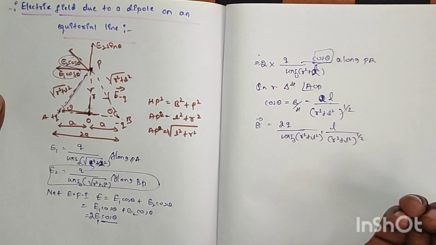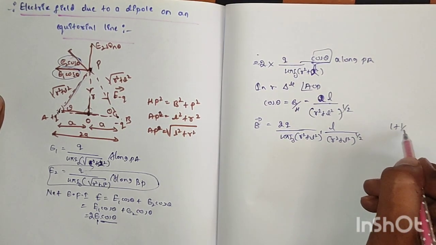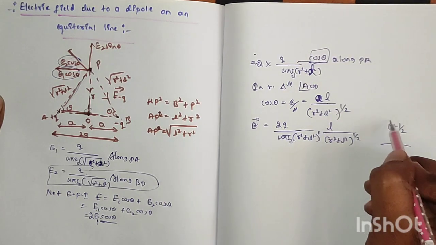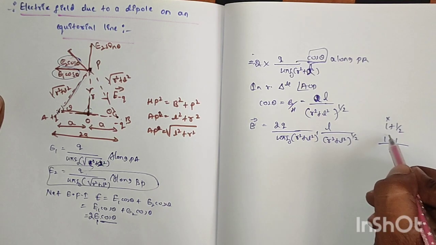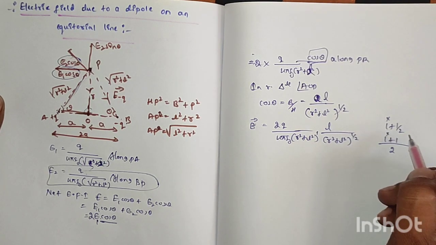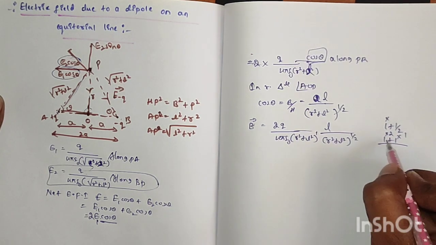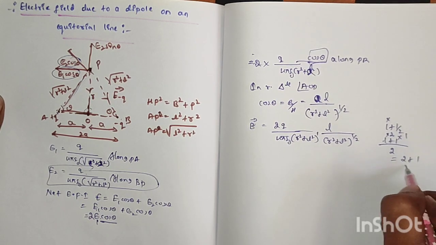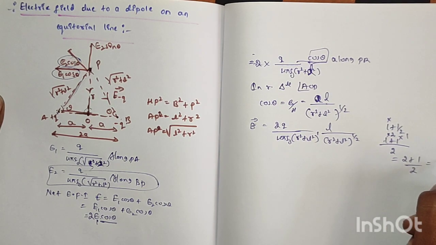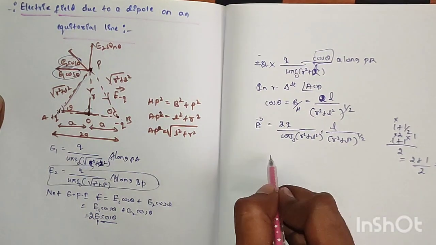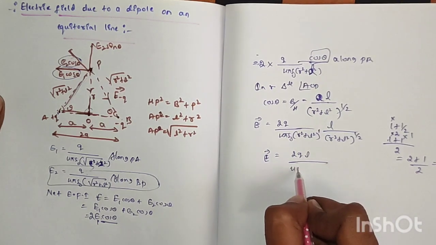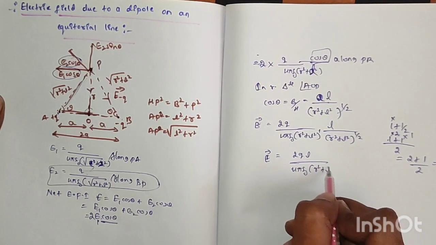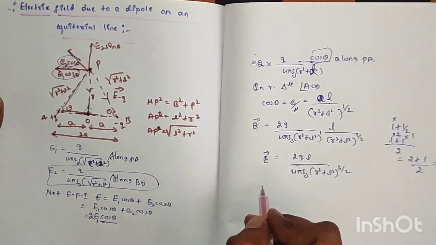Here the power is 1, so 1 plus 1 by 2. The LCM is 2, so 2 into 1 plus 1 gives 3 divided by 2. So the electric field is equal to 2QL divided by 4 pi epsilon naught, R square plus L square whole to the power 3 by 2.